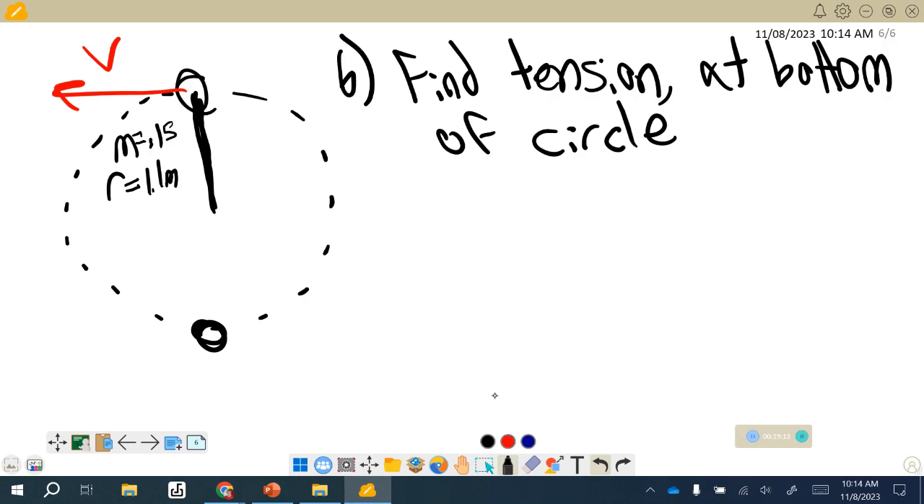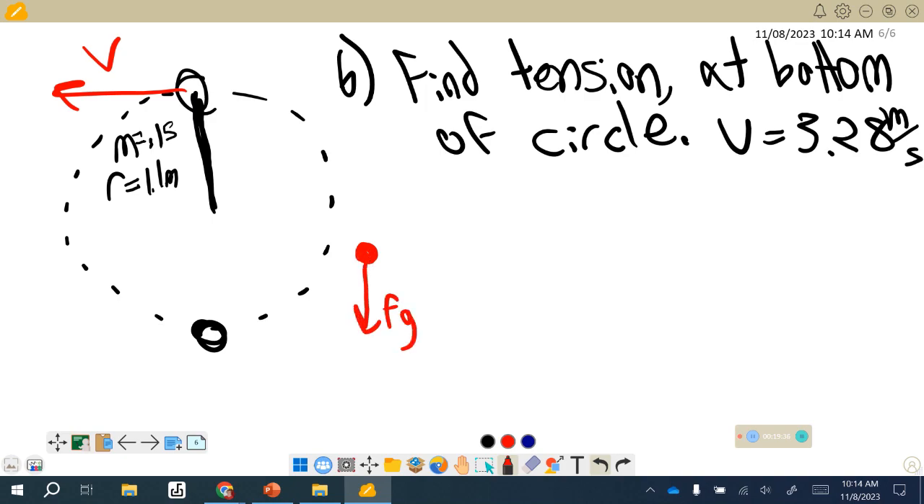Now, one important thing to note is that at this point, we're going to say that velocity is going to stay the same. For this scenario, we're going to say it's the same thing as last time. Okay, let's draw the free body diagram for the ball at the bottom of the circle. It's going to be pretty similar, but a little different, because in this case, gravity is still pointing down, right? Fg is still going to point down, but in this case, tension, the string, is going to be pointing up, so tension points up.